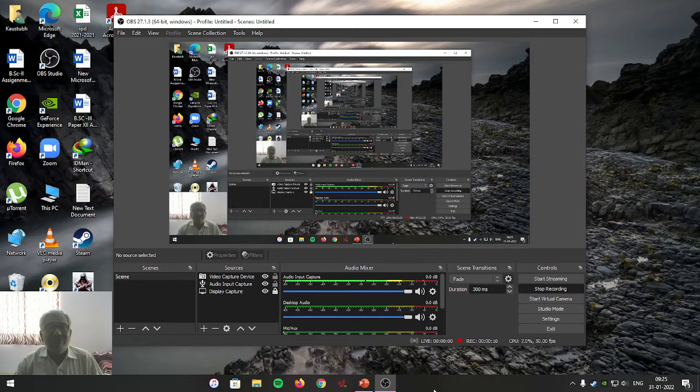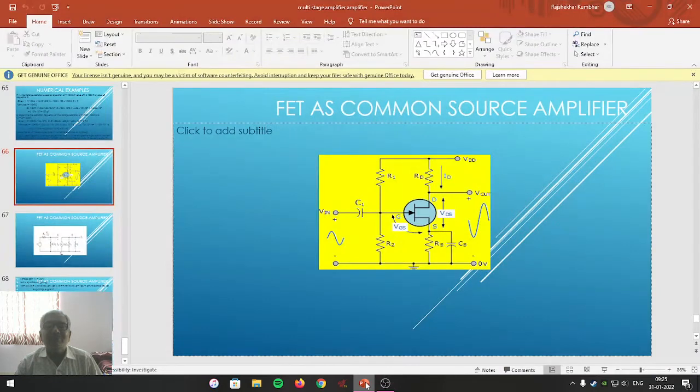In yesterday's lecture, we studied the FET as a common source amplifier, why it is called so, and we also studied its small signal equivalent circuit.